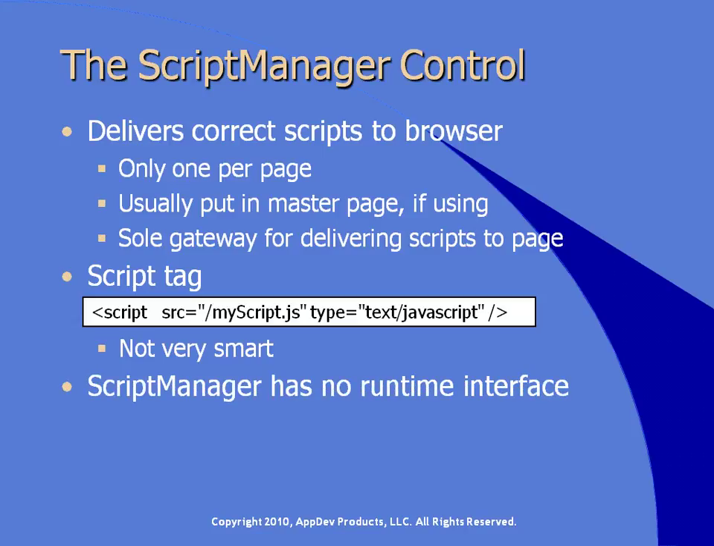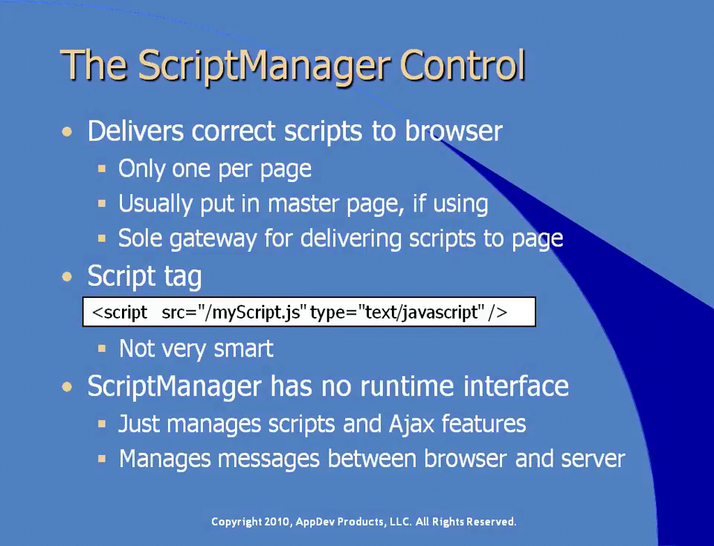Script Manager has no runtime interface. Instead, it manages the scripts that implement the AJAX features of the page. Often you won't even need to change the default properties. The control will just do the right thing to include the necessary JavaScript for the page. Script Manager also manages the messages that pass between the browser and the server for a partial page update. You can marshal messages by using either SOAP or JSON, which are two of the common web data formats.